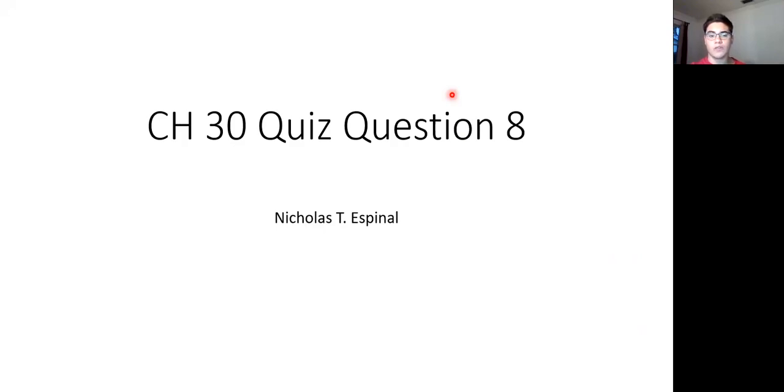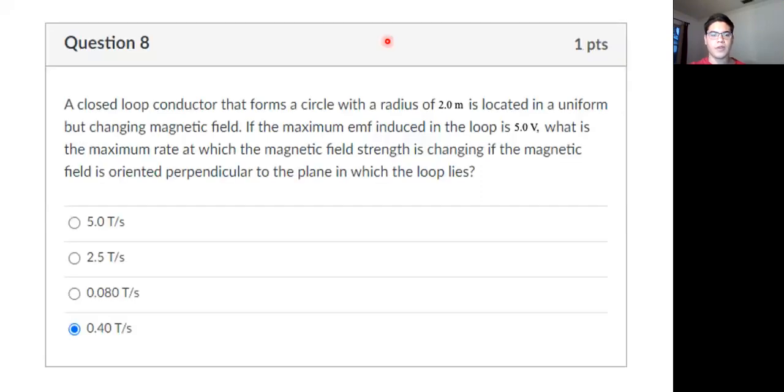This is the 8th question from my Chapter 30 quiz, and this is what it asks. A closed loop conductor that forms a circle with a radius of 2 meters is located in a uniform but changing magnetic field. If the maximum EMF induced in the loop is 5 volts, what is the maximum rate at which the magnetic field strength is changing if the magnetic field is oriented perpendicular to the plane in which the loop lies?